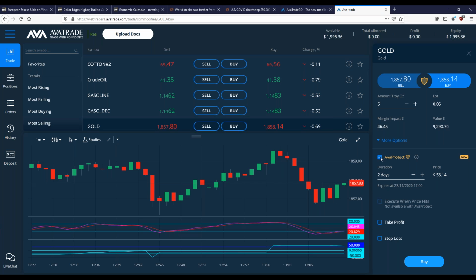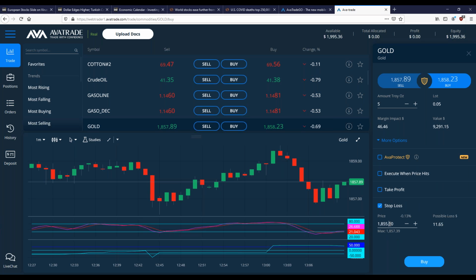Now, let's say you didn't want to do the protection. Maybe you're just going to put a stop loss. Okay, fine. Maybe I say, okay, I'm buying at 1858 or so now. I'll put my stop loss at 1838, maybe $20 away. And now here's how much it would cost me if it went the wrong way and hit my stop loss in my account currency. Here it is. Possible loss calculated for me.